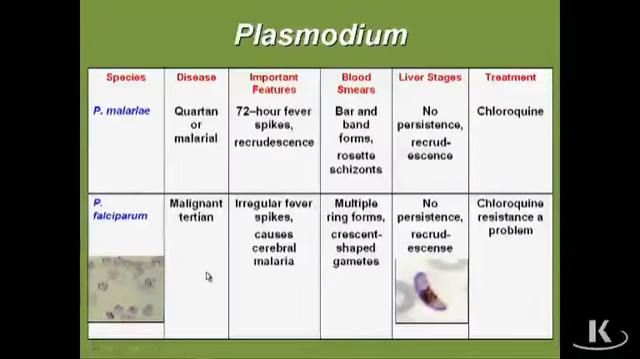Plasmodium falciparum, again, is the most severe type of malaria. It's called malignant tertian malaria. There are irregular fever spikes associated with Plasmodium falciparum, and it causes cerebral malaria, particularly in children. So it's much more severe and tends to be resistant to chloroquine. All right? So as far as treatment regimens, chloroquine is usually okay, except for in falciparum. And in vivax and ovale, you have to add primaquine for the liver stage.